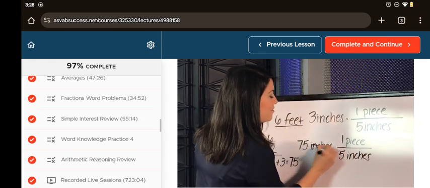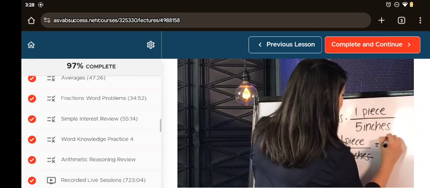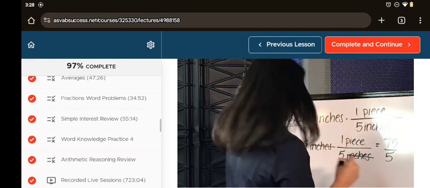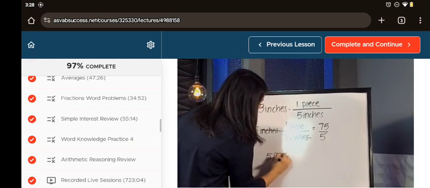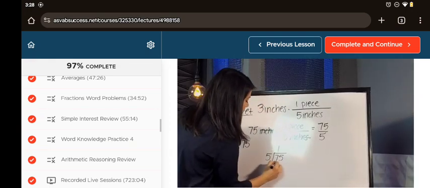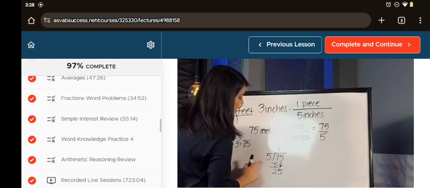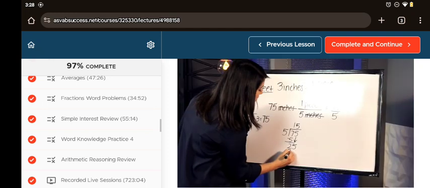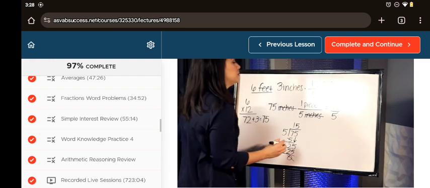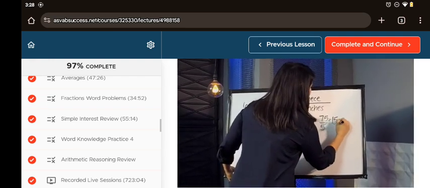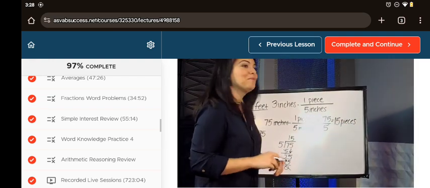Well, we can finally cancel out inches, and we're left with 75 over 5, which means we have to divide these. So 5 goes into 75. 5 goes into 7 one time. We're left with 2. We bring down 5. 5 goes into 25 5 times. 5 times 5 is 25. 25 minus 25 is 0. So we can make 15 pieces. Okay, we got it? Awesome.